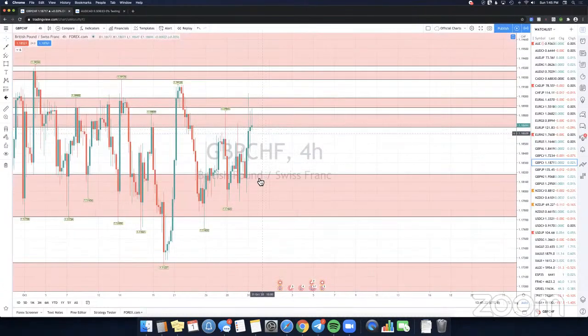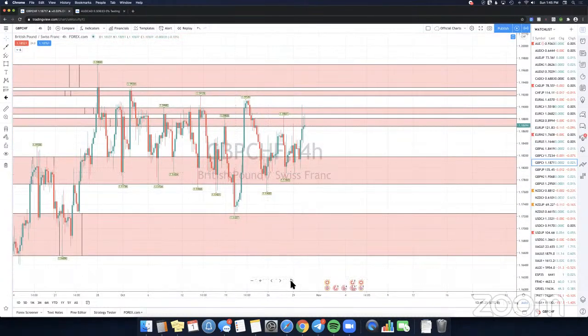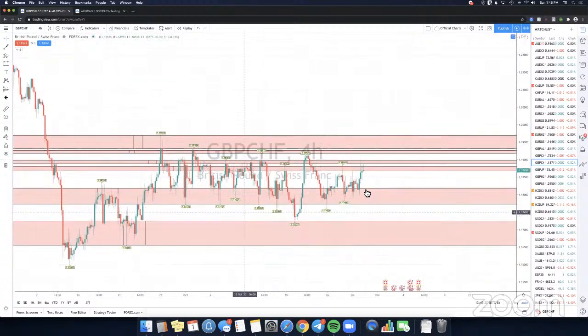So this lower zone down here, let me zoom out so you guys can see. This lower zone right here is going to be 1.18173. And I'm going to avoid this zone because price is already above it. So this next zone up here is going to be 1.18807. So those are the two zones within where price currently is.